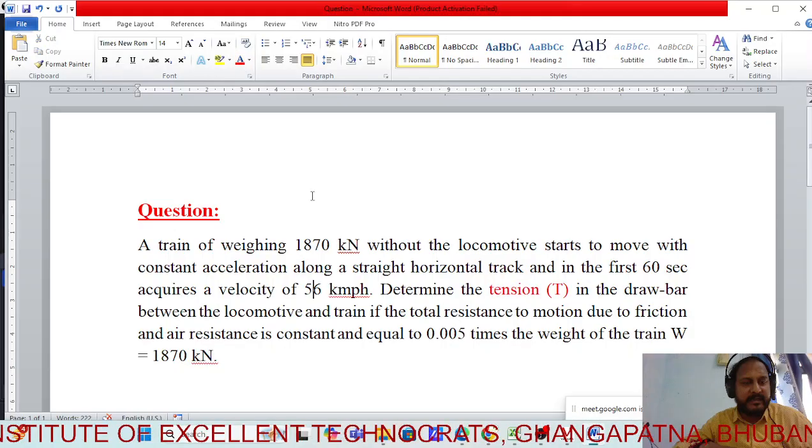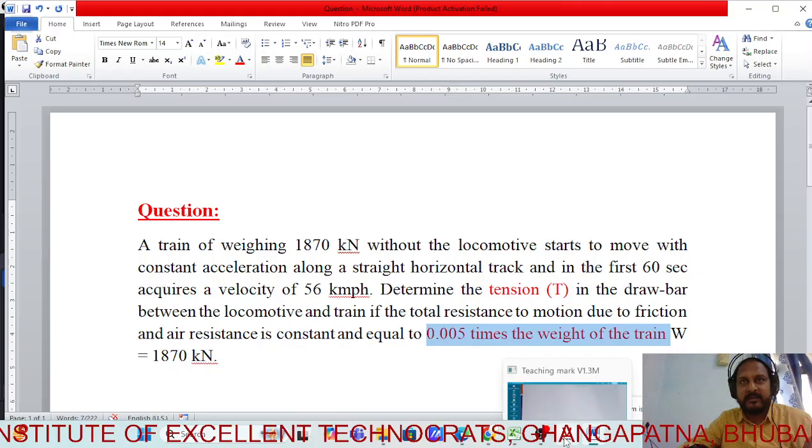Okay. So when the train is running, it is running on a horizontal track. You assume that the train is running towards the right side or towards the left side. If we assume that it is running towards the right side, there is an air resistance and a frictional force. How much frictional force and air resistance is there? 0.005 times the weight of the train. Okay. So shall we solve the problem? The question is clear to all of you?